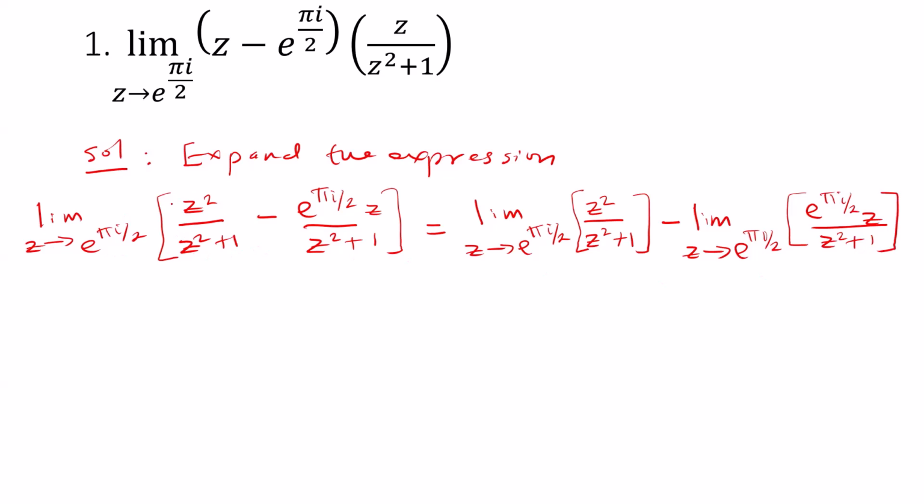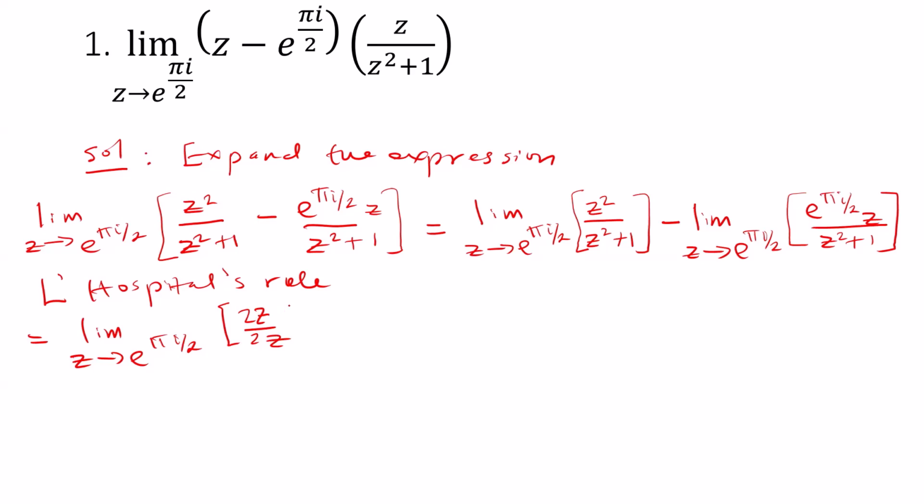So now we will apply our L'Hospital's rule, and in doing that, we take the differentiation of both the numerator and denominator, and this gives us the limit as z goes to e^(πi/2) of 2z over 2z, minus the limit as z tends to e^(πi/2) of, by the time we differentiate e^(πi/2) z, we have e^(πi/2) divided by 2z.